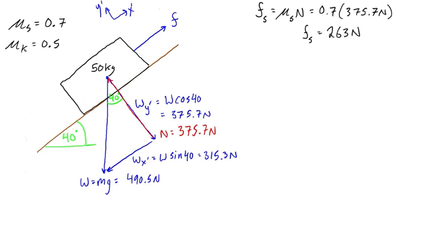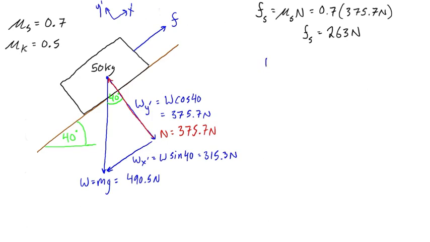So the largest static friction force that we can get is going to be 263 newtons. So when we look at the force balance in the x prime direction, which is the direction of the impending slip, we have Wx prime, 315.3 newtons going down the slope, and we have Fs, 263 newtons going up. So the imbalance is in the downward direction, the negative x prime direction, basically meaning that Fs is not going to be big enough to resist that force caused by the weight.